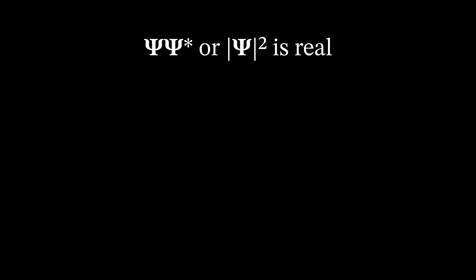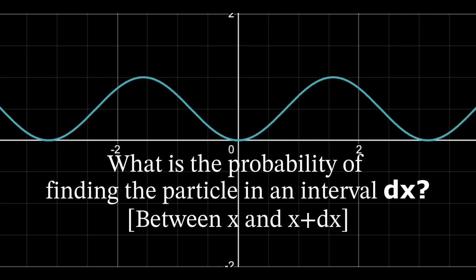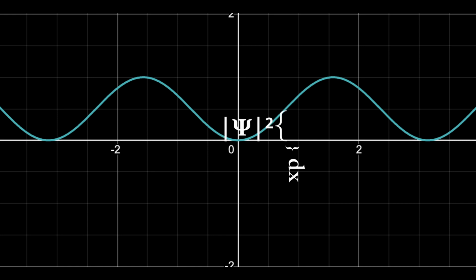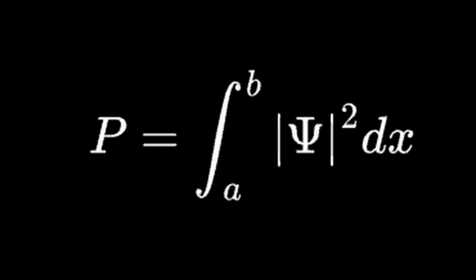Let's take the following example. On graphing, we find this, where a squared is the amplitude of the wave function. Now, what is the probability of finding a particle in an interval dx? Well, this is dx. This is the modulus square of the wave function. And by a postulate of quantum mechanics, which is known as Born's postulate, the probability of finding the particle in this interval is the modulus square of the wave function multiplied by dx, and this is nothing but the area under the curve.